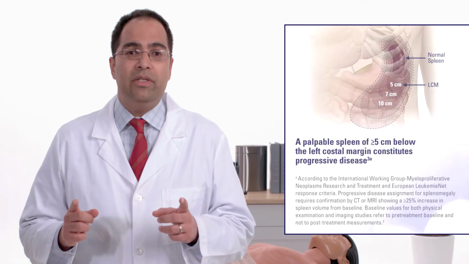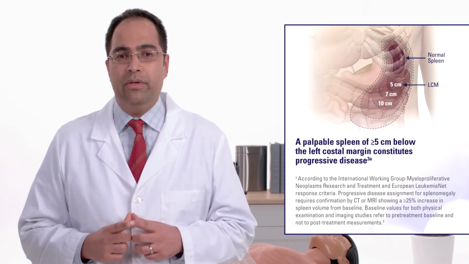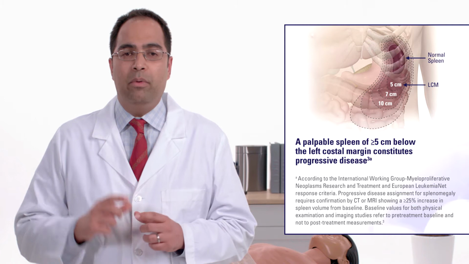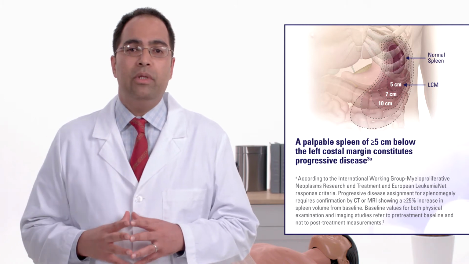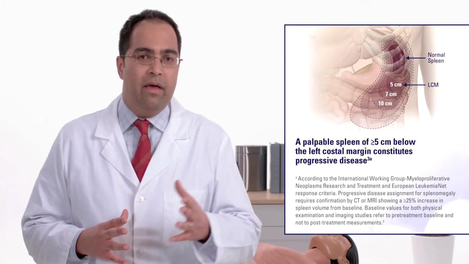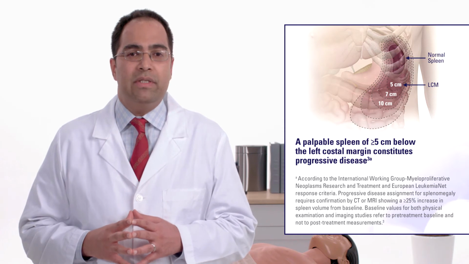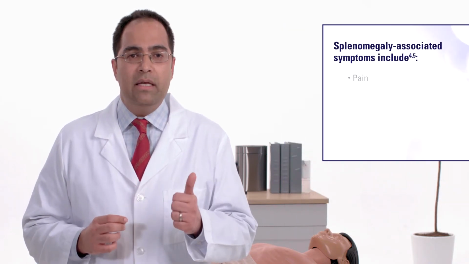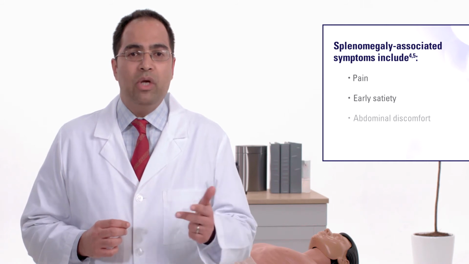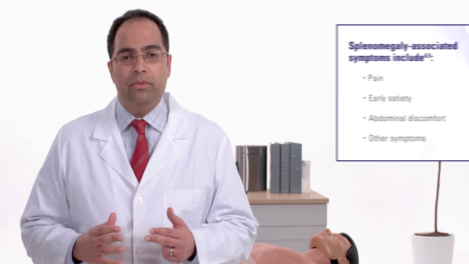Another reason to actively assess the spleen in our patients is that a growing spleen indicates the patient's MF may be worsening. According to the IWG-MRT and ELN response criteria, a spleen that is palpable 5 centimeters or more below the left costal margin, or LCM, constitutes progressive disease. Additionally, splenomegaly may be associated with pain, early satiety, abdominal discomfort, and other symptoms.